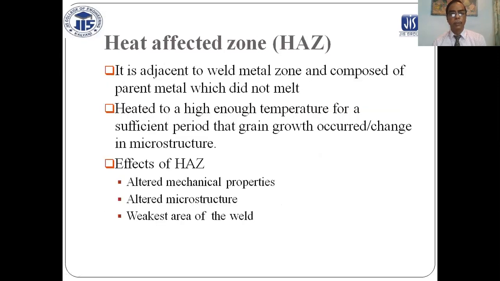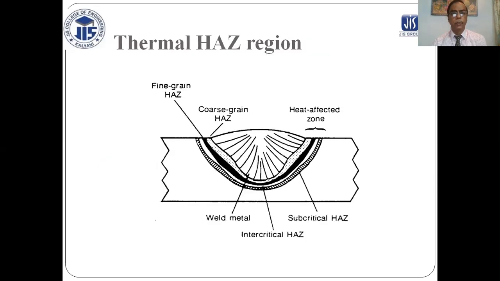The heat affected zone is adjacent to the weld metal zone and is composed of base metal which did not melt. It is heated to a high enough temperature for a sufficient period that grain growth occurs and the microstructure changes. The effect is altered mechanical properties and altered microstructure, making it the weakest area of the weld, the thermal HAZ region.